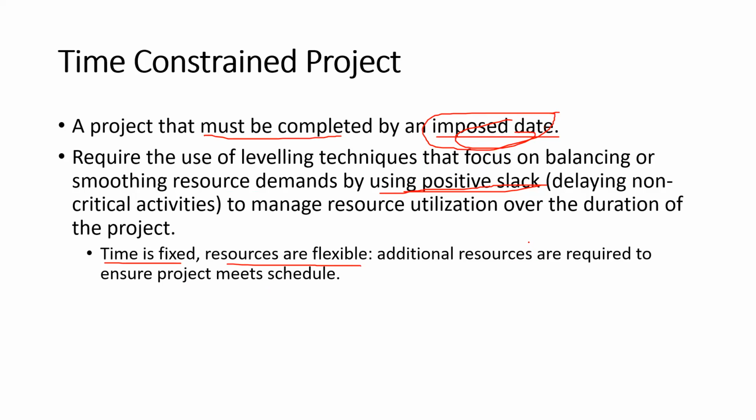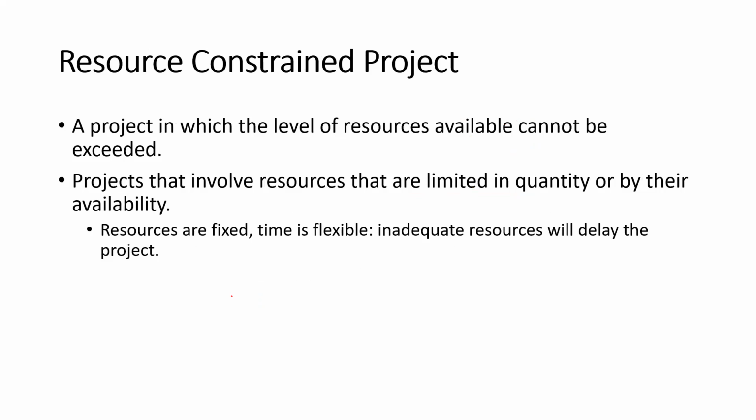So in a time constraint project, time is fixed and resources are flexible. As the resources are flexible, we can purchase the additional resources that are required to meet our schedule. That is for the time constraint project. The next one is the resource constraint project. Basically there are two constraint projects, time constraint and resource constraint. Now I'm explaining the second one, the resource constraint project.